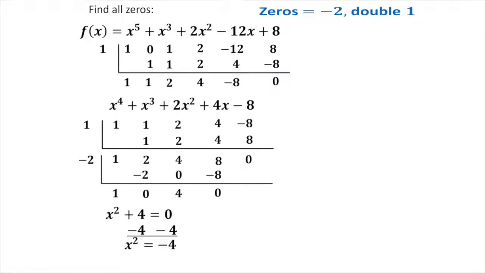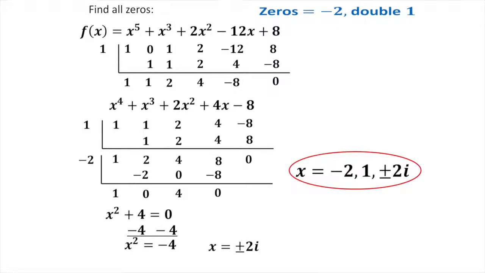I take the square root of both sides. I find out that x equals plus or minus 2i. Okay, so now I should have 5 answers on this. That's what my 5 indicates. One answer is 1, another one is 1, -2, and then plus or minus 2i. Those are my 5 answers.